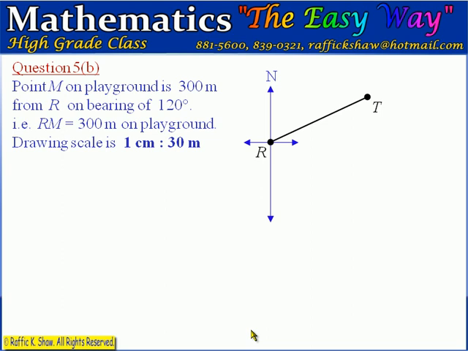Let's go down now to part B. Part B tells us of another point on the playground, point M, which is 300 meters from R. Point M is 300 meters from R, and it's on a bearing of 120 degrees from R.